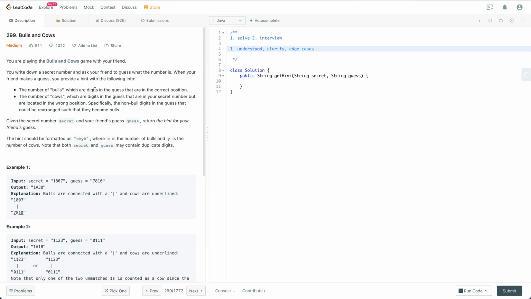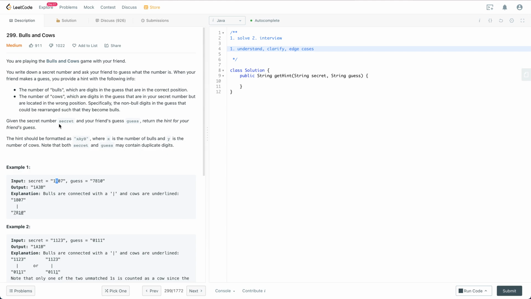So bulls means digits in the correct position, so for both the position match and also the number match. Cows means digits that are definitely in the secret answer, but located in the wrong position. Okay, so I understand this one.